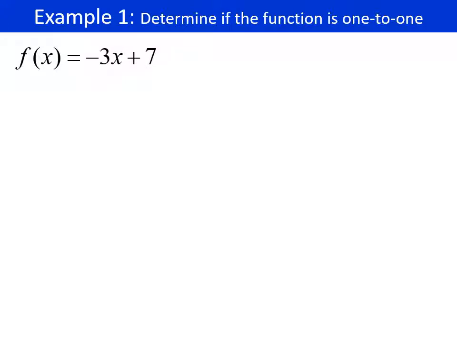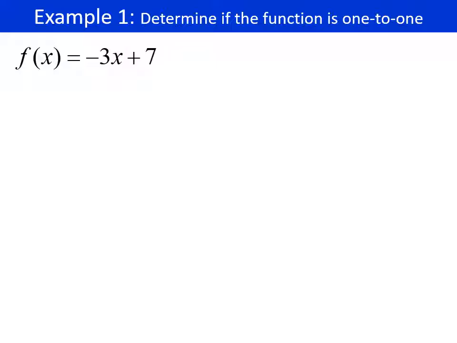Remember, a relation is a function if each value in the domain produces one and only one answer in the range. We say that a function is one-to-one if each answer in the range is produced by one and only one number in the domain.